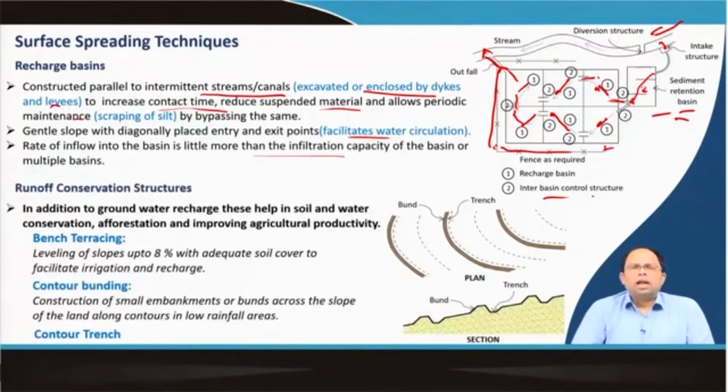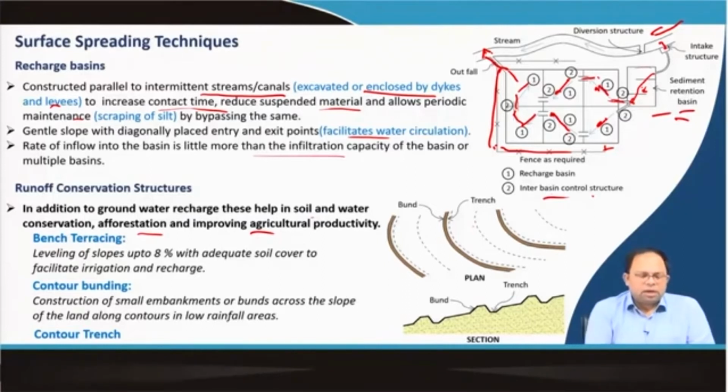Then we have runoff conservation structures, and these are also a form of surface spreading. Of course, this helps in groundwater recharge, but it also helps in soil conservation. That means it prevents erosion, helps in afforestation, and is also useful for agricultural productivity. Particularly in hilly areas, it is difficult to hold water. So, if you want to practice agriculture, we need to hold water, and that is where runoff conservation structures come in.